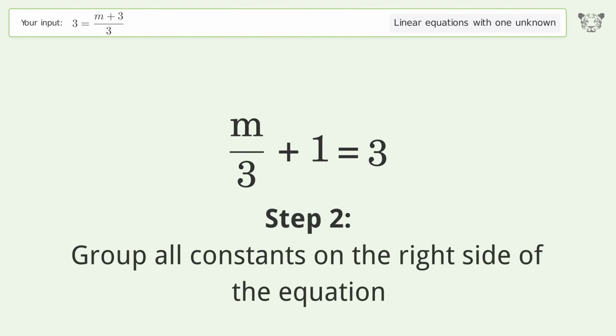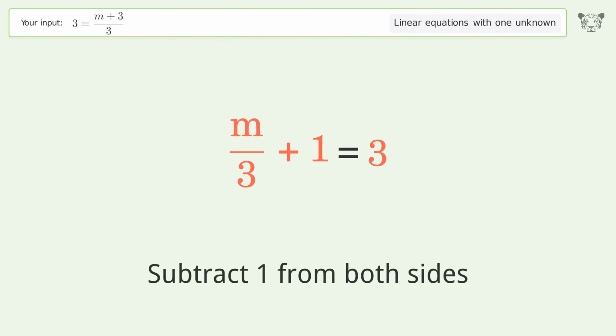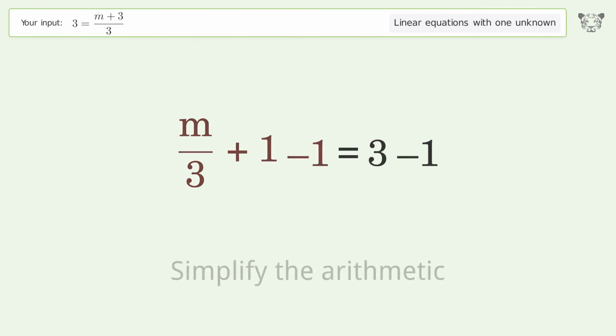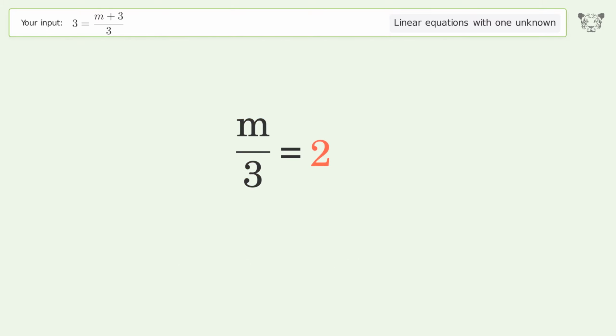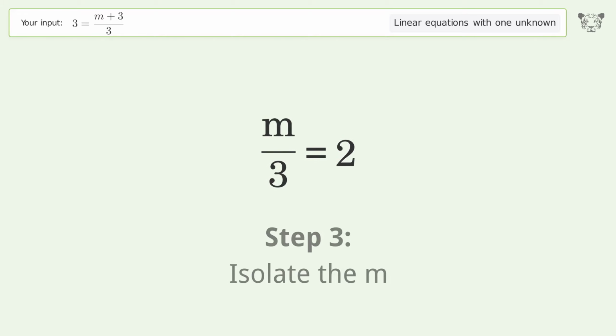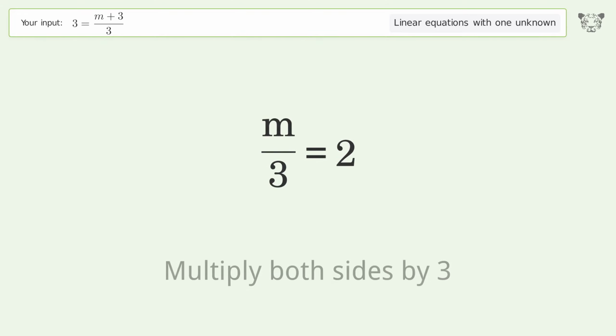Group all constants on the right side of the equation. Subtract 1 from both sides. Simplify the arithmetic. Isolate the m. Multiply both sides by 3.